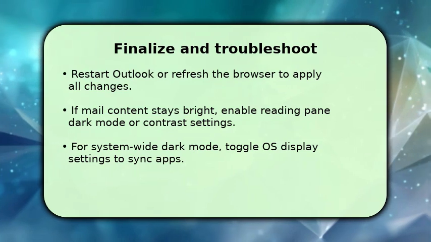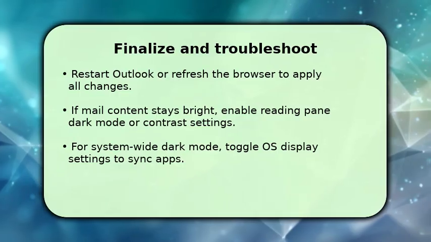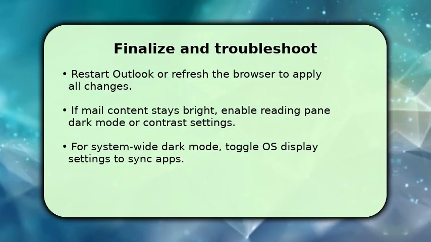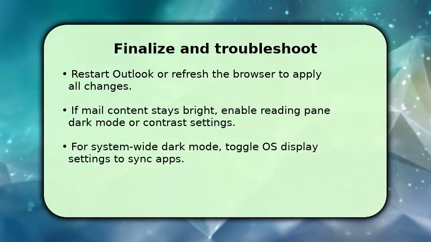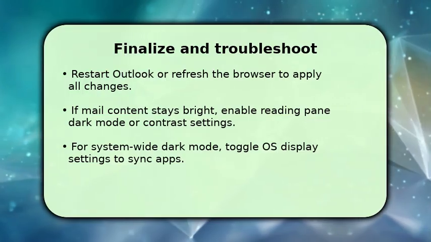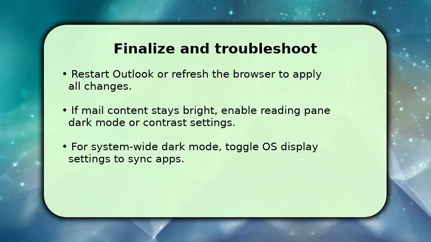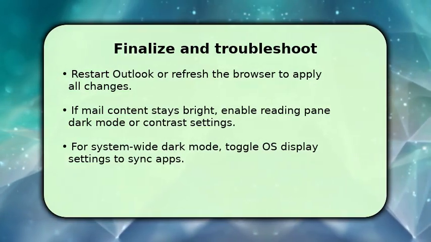If message bodies remain light, enable any separate reading pane dark mode or switch high contrast options within Outlook. Some attachments and HTML emails inherit their own styles and need manual adjustment. Make sure your operating system dark mode is on if you want consistent results across apps. If problems persist, clear cache or check for updates. Outdated builds.